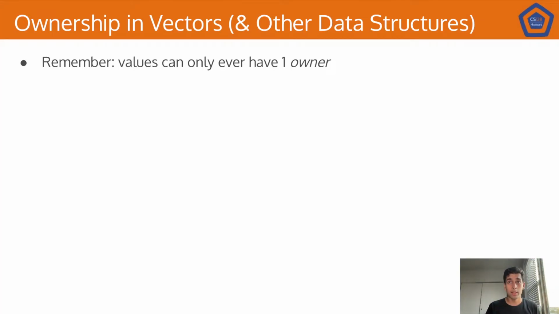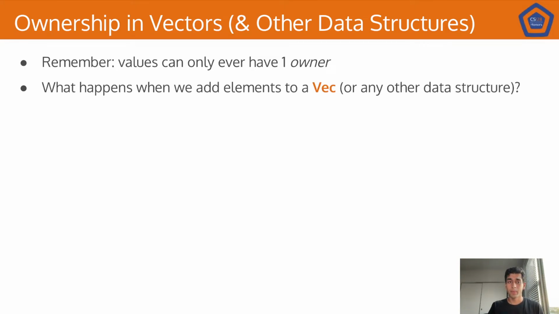Okay, so now I want to cover ownership in data structures. We know that some values can only have one owner, right? So what happens when we add elements to a vector? We have some piece of data, and then we're just sending it off to the vector. Well, the vector will now own the value once we add it to that data structure.